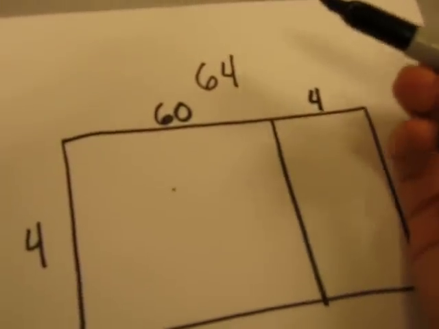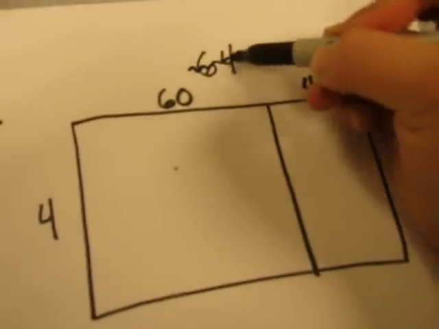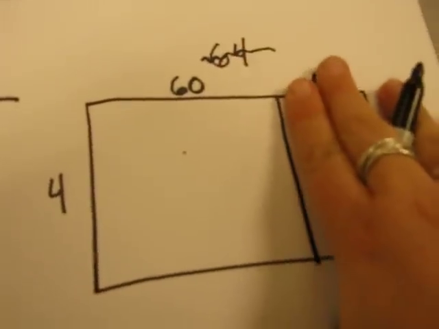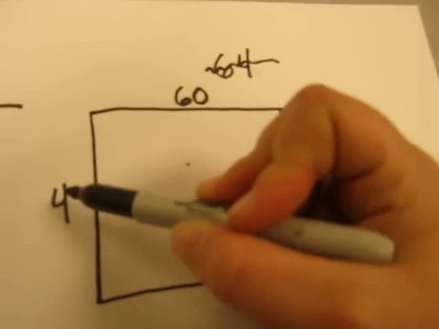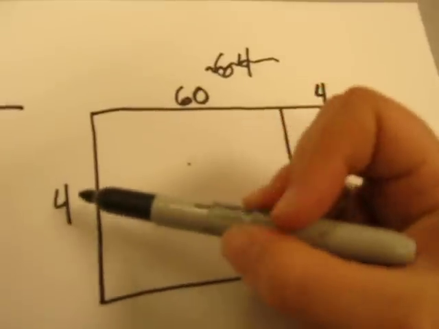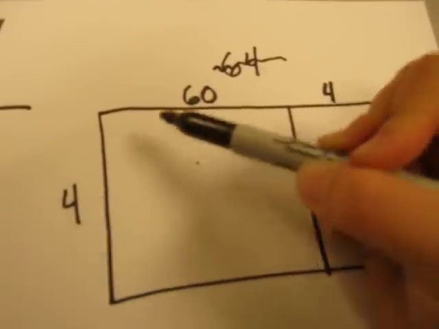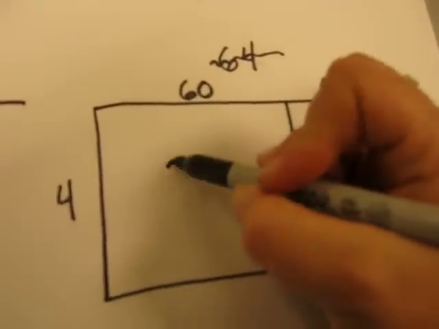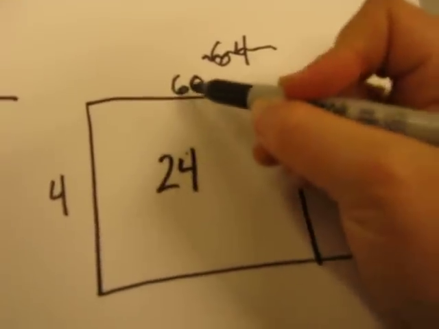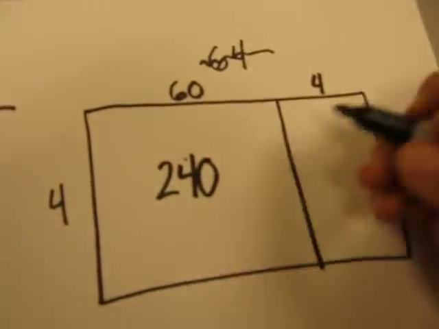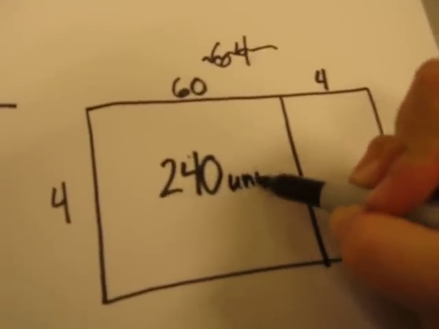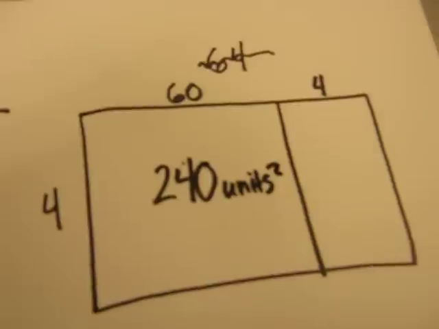But now that I've done that, I can kind of stop thinking about this whole line, and I can just think about the larger rectangle, the living room, if you want to call it that. 60 times 4 is the same as 6 times 4 with a 0 at the end, or 4 times 6 with a 0 at the end. 4 times 6 is 24, and since there's a 0 at the end, I'll put that there. So my living room has an area of 240 units squared.